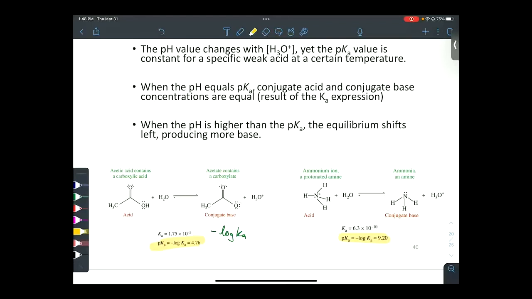So in this example, acetic acid is a stronger acid than our other example, our protonated amine in this case, because its pKa is smaller. But we already talked about this before. Small pKa means that the Ka value is large. So that's what I have on the next slide within here.